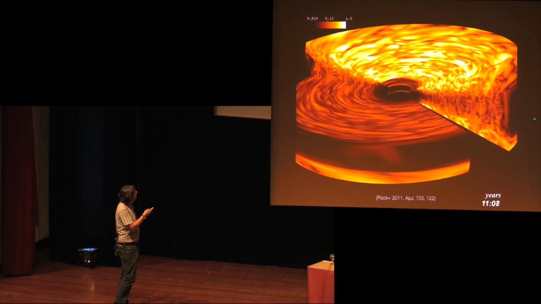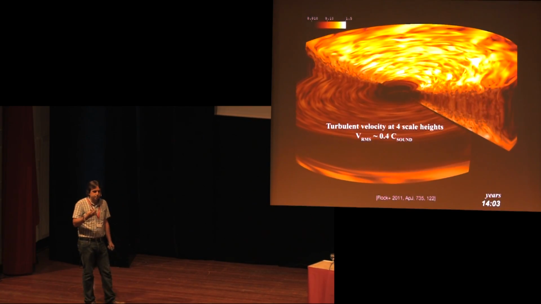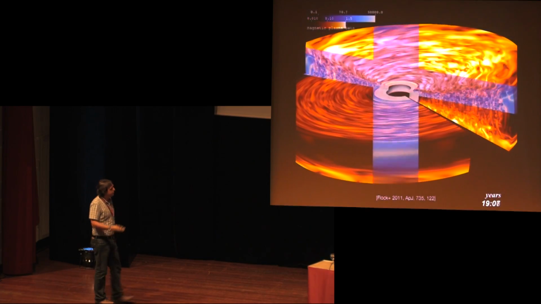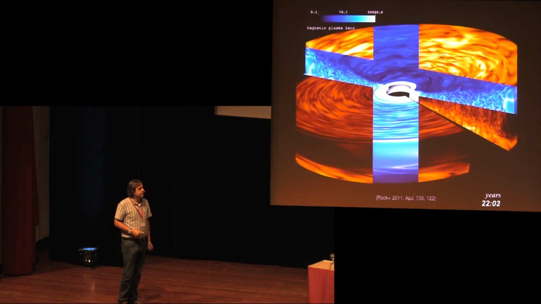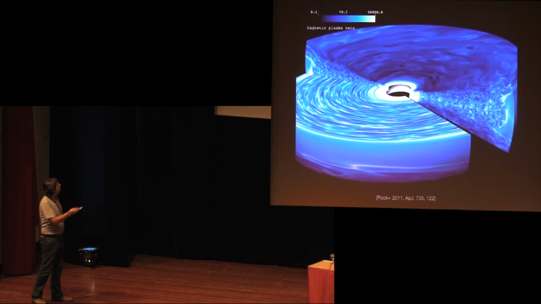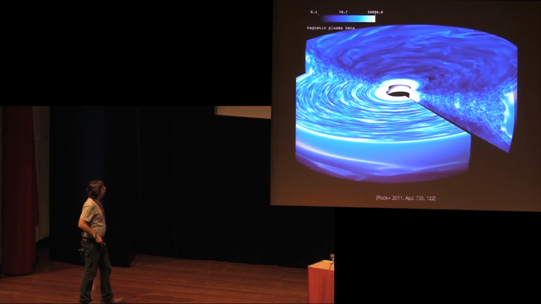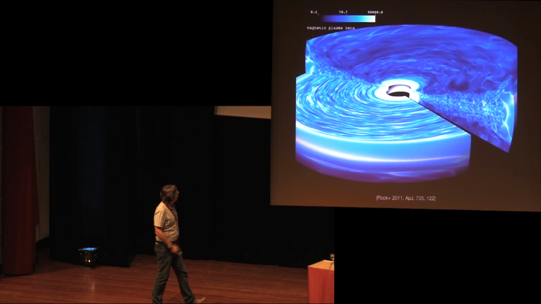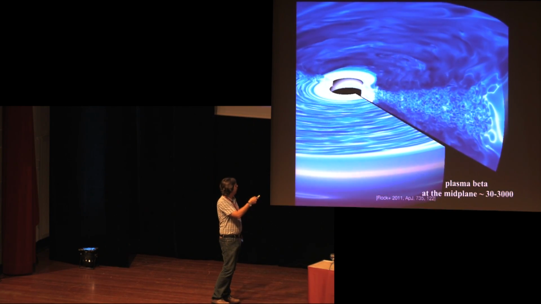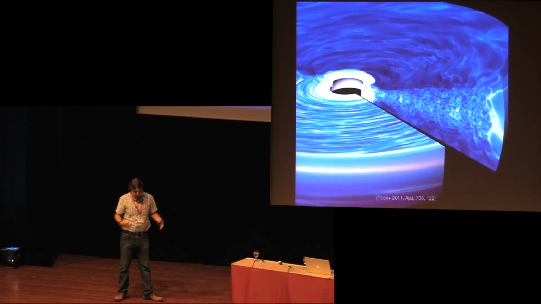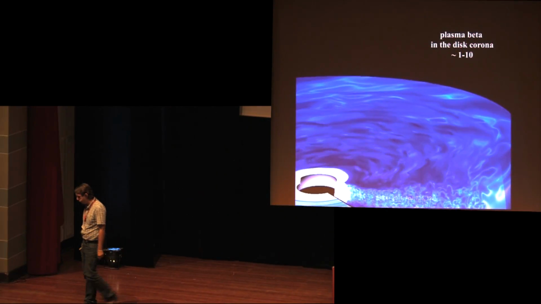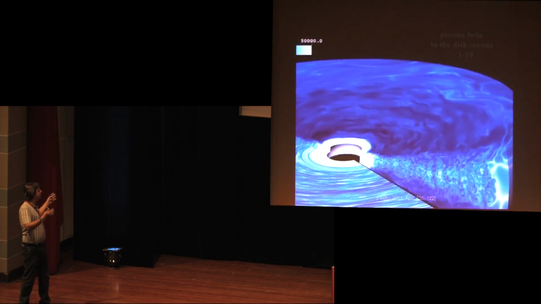For disks, you have subsonic turbulence in the midplane, about 10% of the sound speed, and mildly sonic turbulence in the upper layers, typically 0.5 times the sound speed. This is magnetized, so you can compute the magnetic plasma beta in these disks. You have essentially a corona in the upper layer, which has a beta of the order of 1, and higher betas in the midplane, typically about 100 to 1,000. So you have a magnetized plasma, which is turbulent, which creates quite efficient angular momentum transport, and this is it. We have the answer.